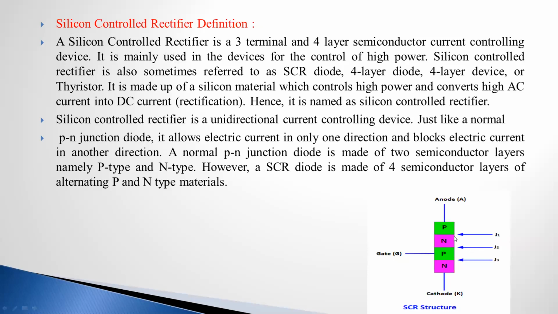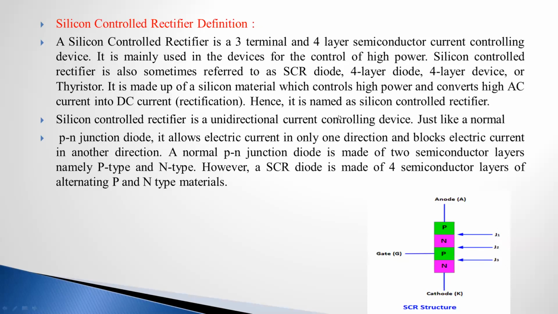Next, it has three junctions, J1, J2 and J3. A junction is formed where two different types of materials are connected together. It is clear. So simply, SCR is a three-terminal device: anode, cathode and gate. It has four layers, P-N-P-N, and three junctions, J1, J2 and J3.